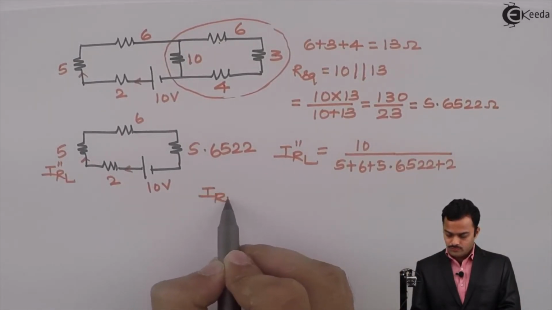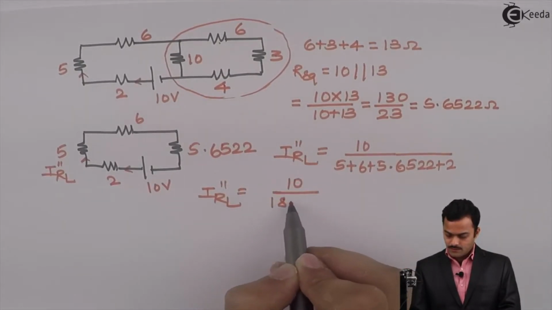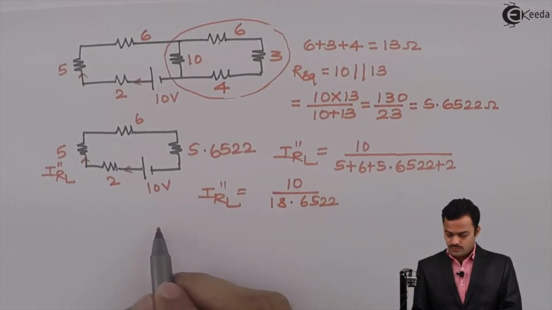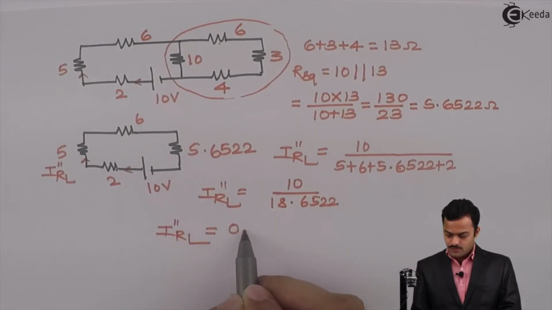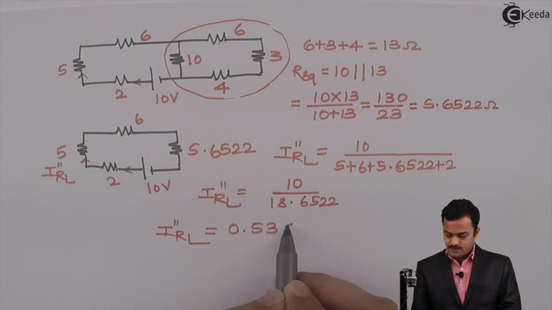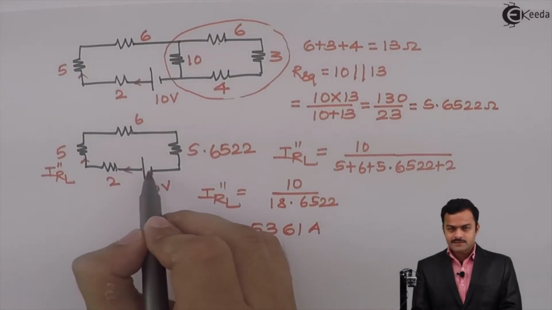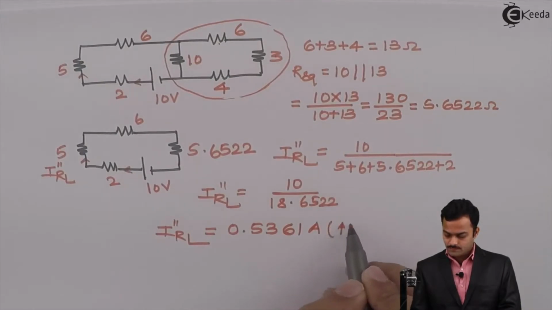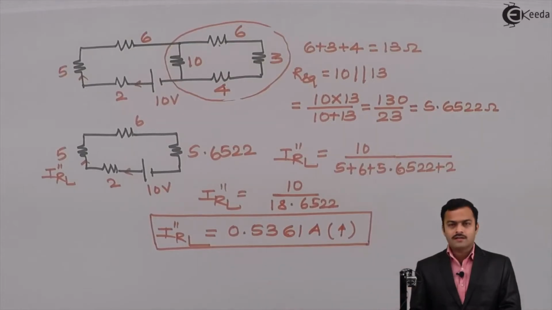which is equal to 10 divided by 18.6522. So finally IRL double dash will be 0.5361 ampere, and the current given by this battery is like this. For this 5 ohm it is upward. So this is the second part of our answer. Let's go to the third part.